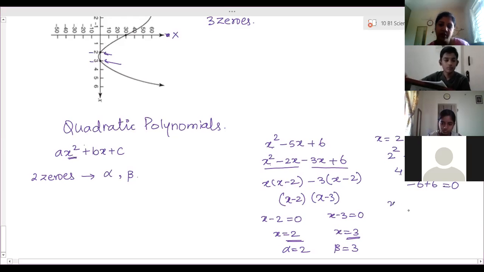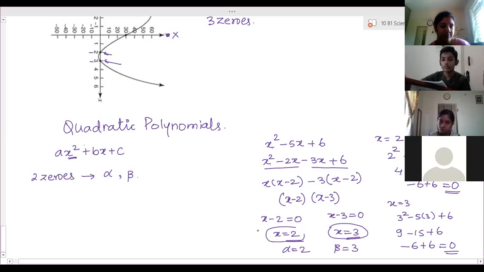Similarly, x is equal to 3. 3 square minus 5 into 3 plus 6. 9 minus 15 plus 6, minus 6 plus 6, 0. So these are the only two values. By substituting these values in the polynomial, you get the value of the polynomial as 0. Therefore, these are called zeros of the polynomial, right? This way we get alpha and beta. Instead of any variable, they have used the zeros as alpha and beta.